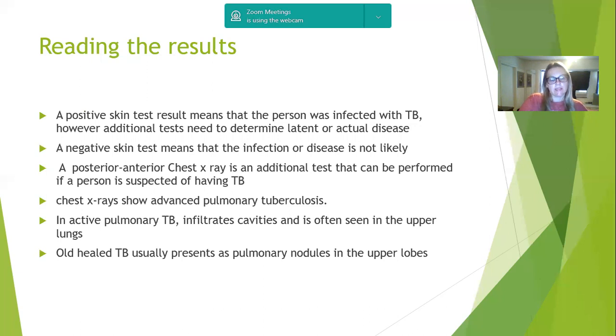A posterior anterior chest X-ray is an additional test that can be performed if a person is suspected of having TB. A chest X-ray shows advanced pulmonary tuberculosis. In active pulmonary TB, it infiltrates the cavities and is often seen in the upper lobes of the lungs. Old healed TB usually presents as pulmonary nodules in the upper lungs, so it does create scarring.